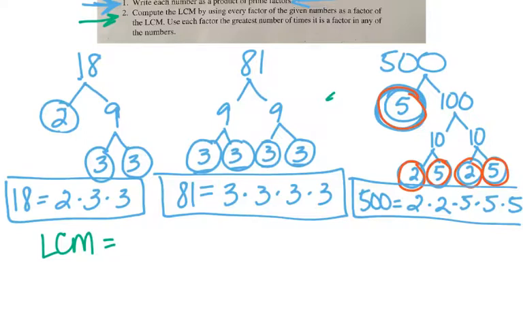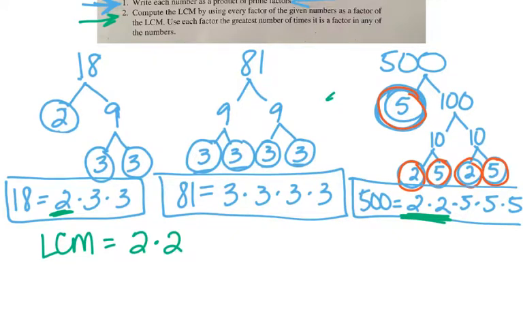So since 2 is one of them, I'm going to look here. There's a 2 here, and there's 2 2s over with the 500. So because it appears the greatest number of times, 2 times 2, I need to include 2 of them.